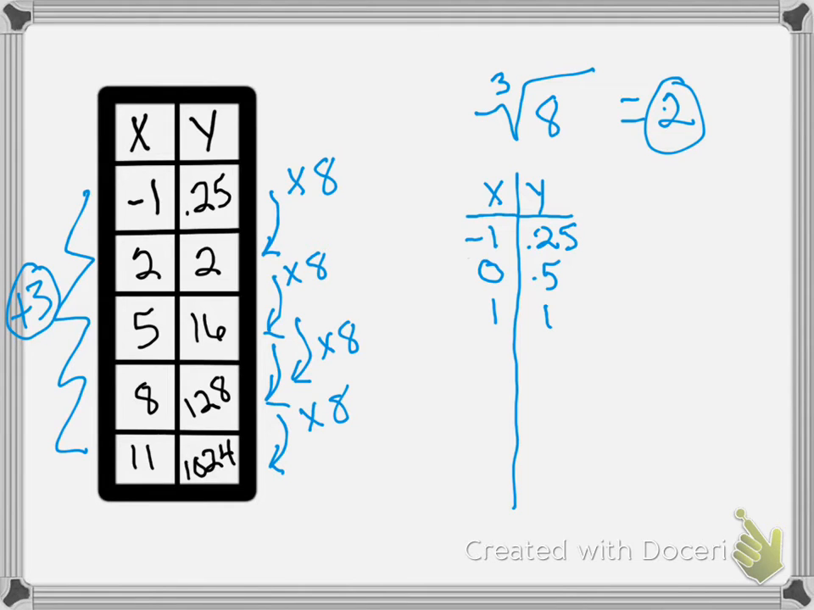Okay, what about when x is 2? 1 times 2 gives us 2. When x is 3, 2 times 2 is 4. When x is 4, 4 times 2 is 8. Sorry, I skipped 4 there. And then when x is 5, 8 times 2 is 16.